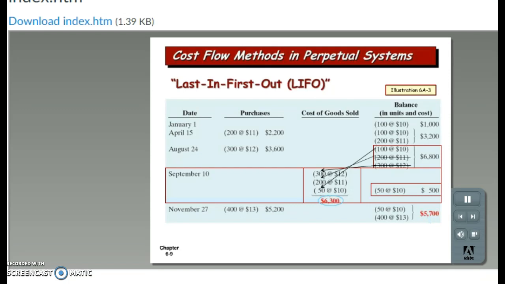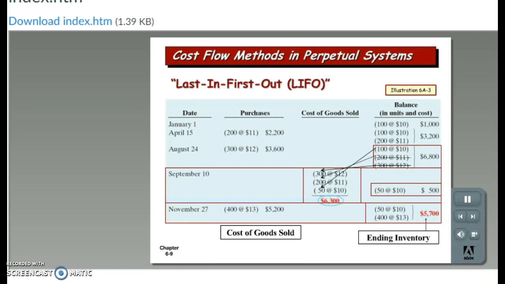After the final transaction on November 27th, the inventory balance consists of 50 units at $10 and 400 units at $13 each for a total ending inventory balance of $5,700. The total cost of goods sold is calculated by adding up the amounts in the cost of goods sold column.